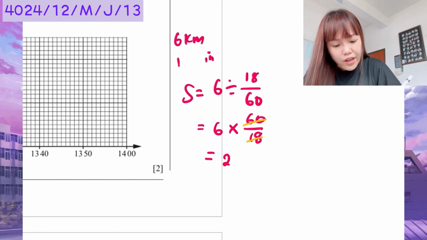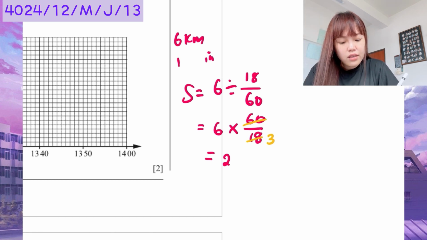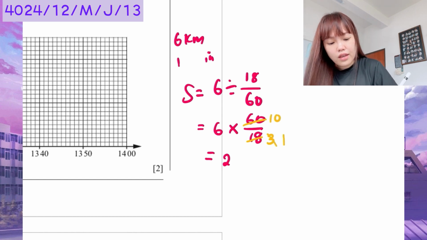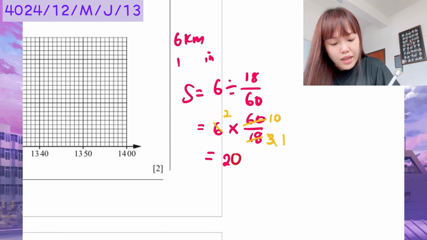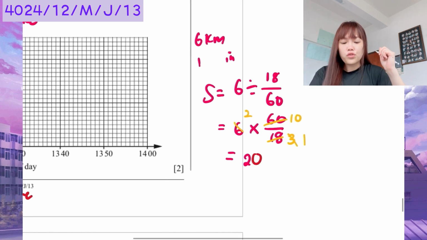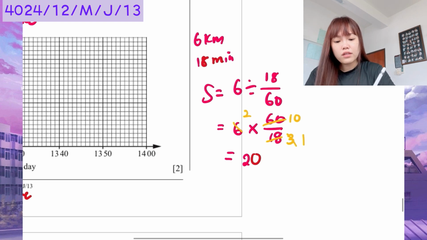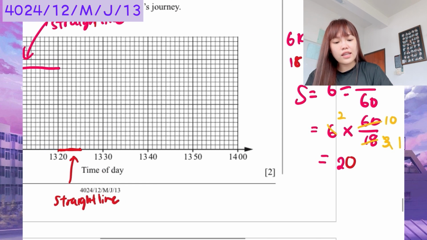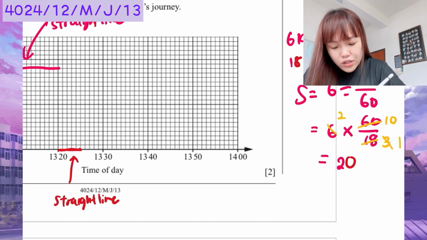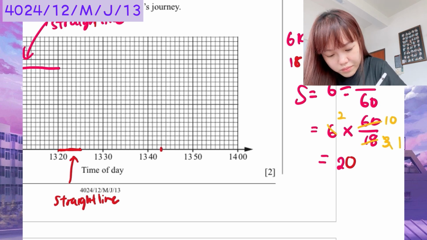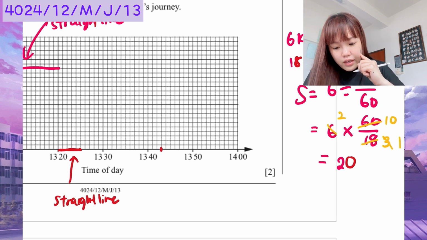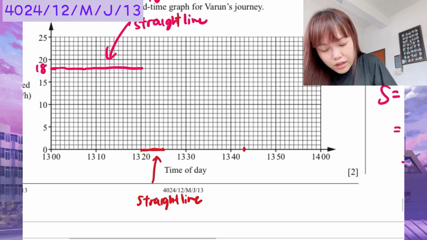Okay, so when I simplify, I divide by 6. 6 times 3, 18. 6 times 10. And then 3, I simplify 1 and 2. So it's 2 times 10 is 20. So the speed is 20 kilometer per hour. 6 kilometer in 18 minutes. So 18 minutes just now was until here. So 20 kilometer per hour.